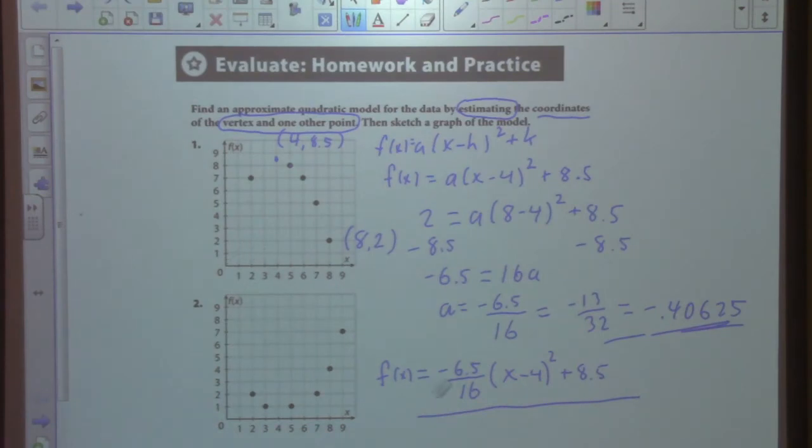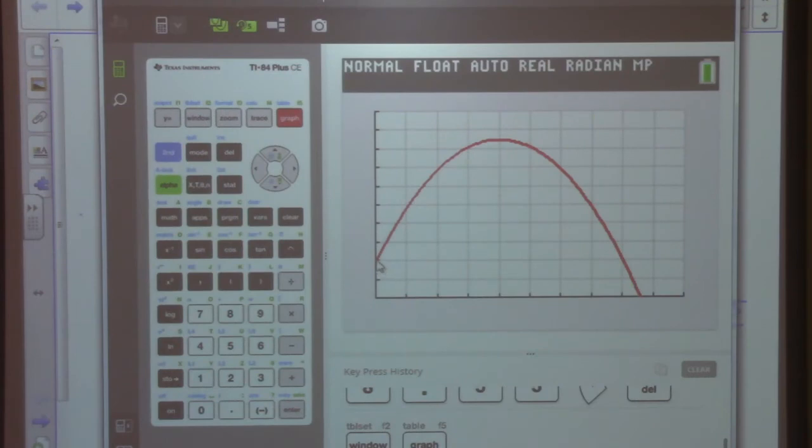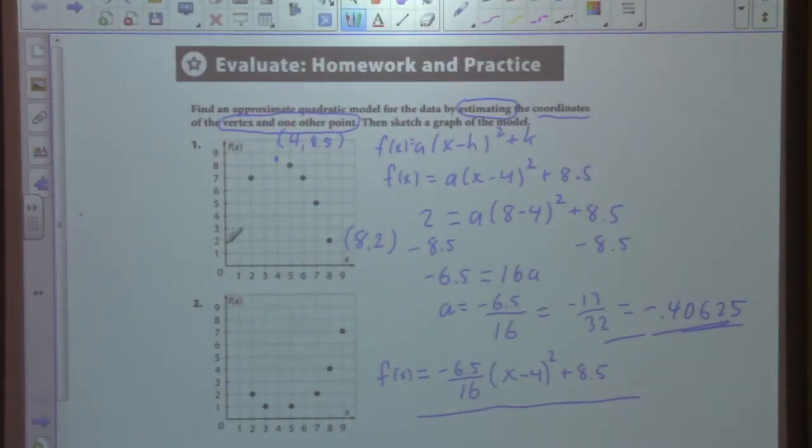So that's going to be, and what is our y-intercept? 2, according to this model. So I can go mark this here just to get another point. So we can just sketch like this. Okay?